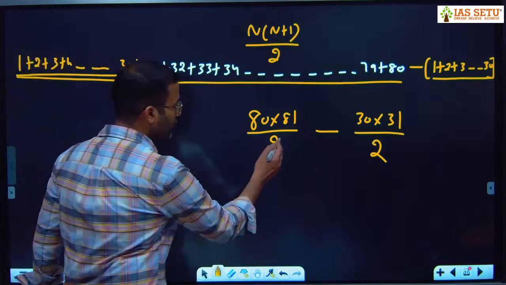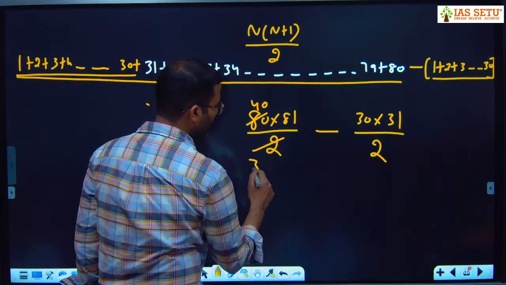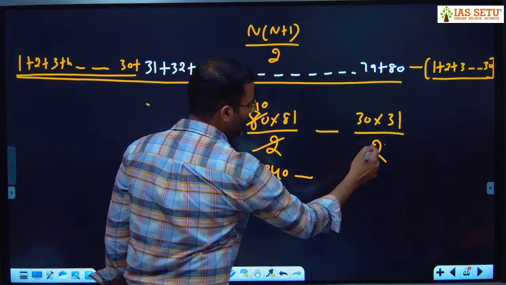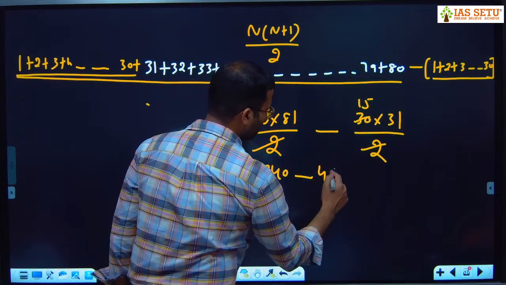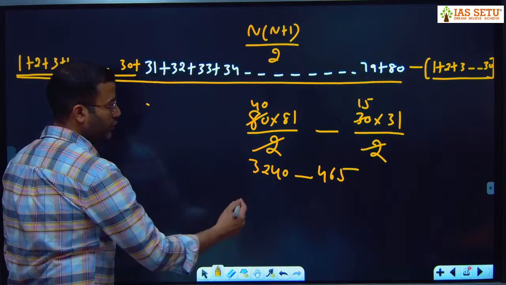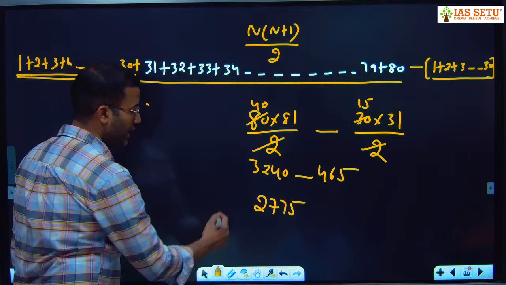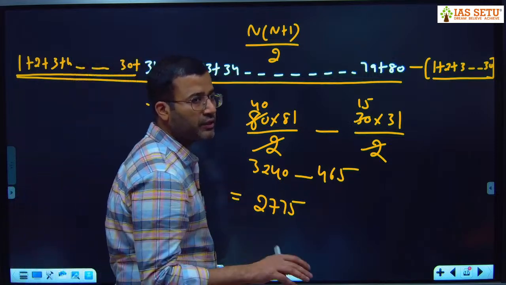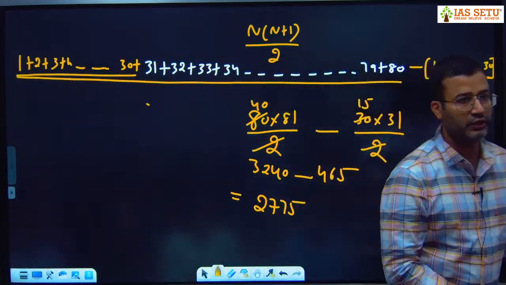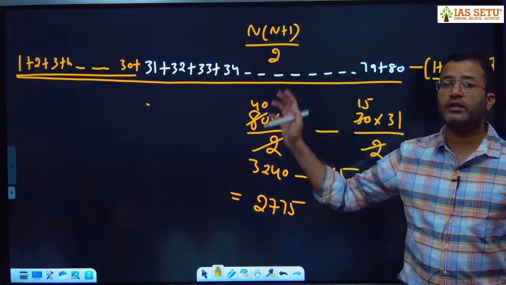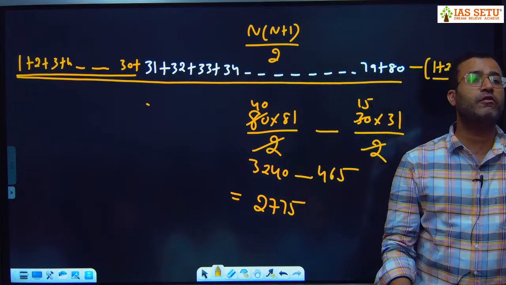So here now we solve, this is 3240 minus 465. So if you solve this, it will come 2775. That is the correct answer. Let us practice two more questions so that you will be comfortable. Point here is you can use this formula when your series start from 1.